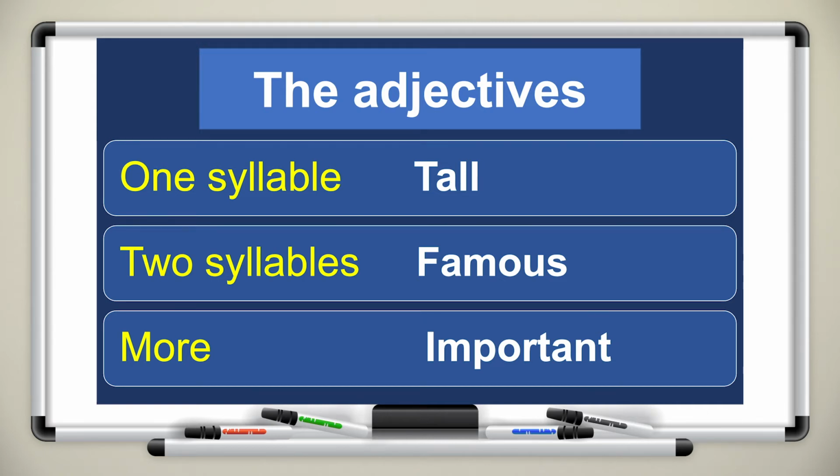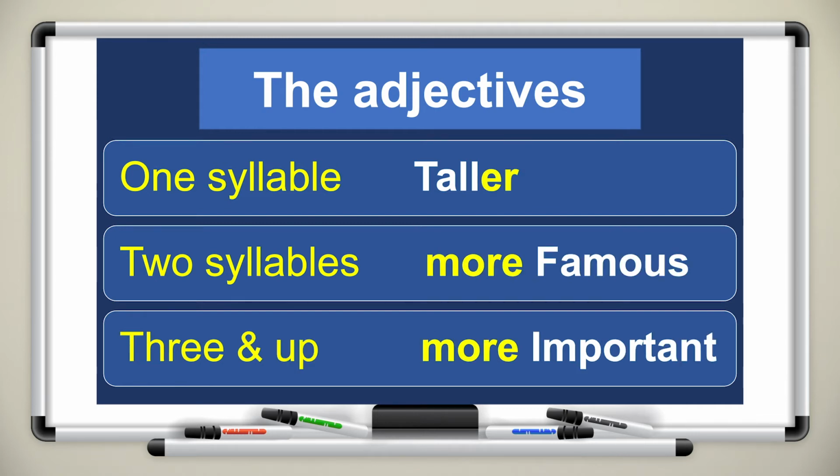Now, how do I make those adjectives comparative adjectives and superlative adjectives? Let's take a look. If we have the adjective in one syllable, we will say taller. We will add ER at the end. If we have two syllable adjective, we will say more famous. And if we have more than two syllables, we will say more important. So if we have two or more, we will use more before the adjective. And if we have one syllable, we will simply add an ER at the end.